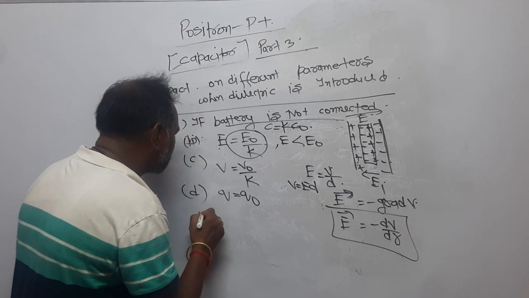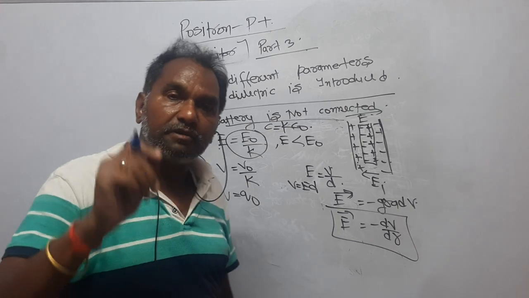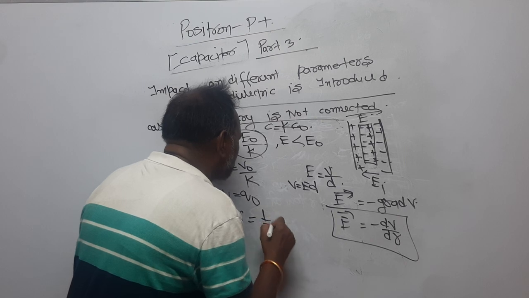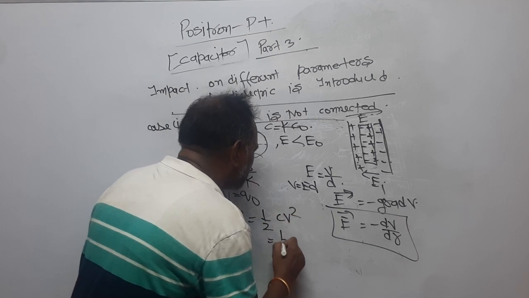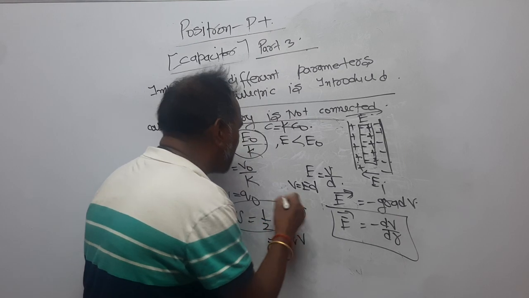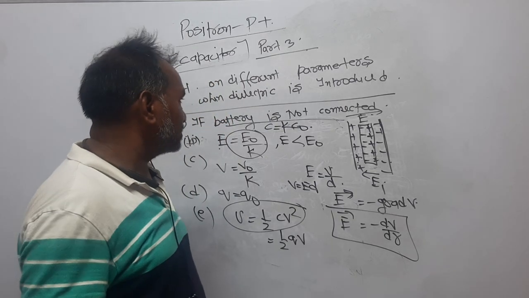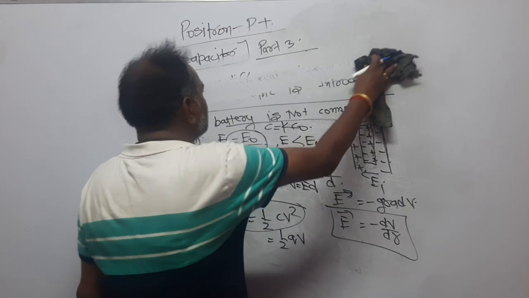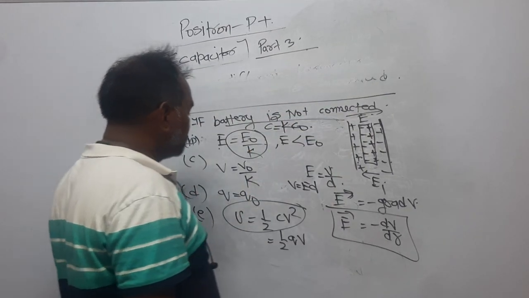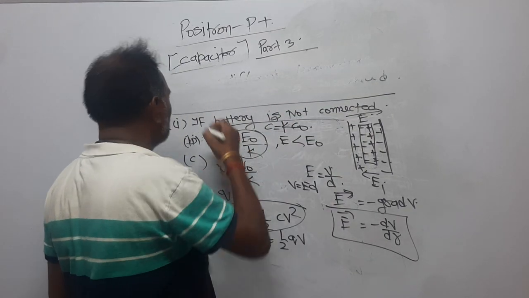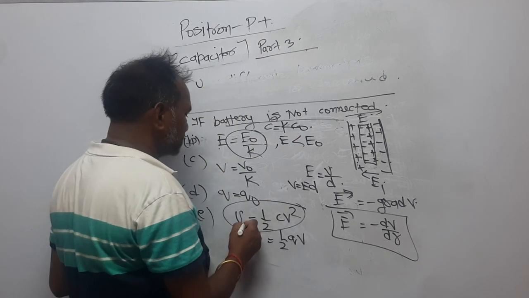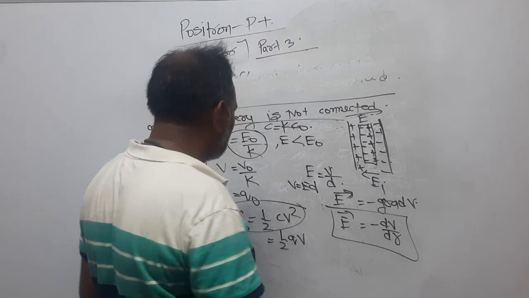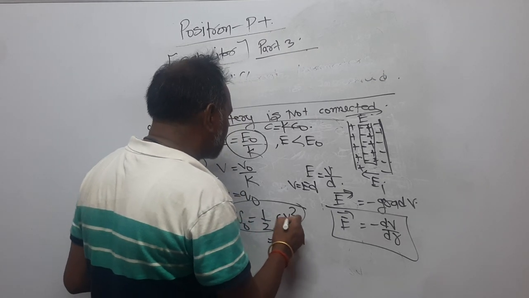And the last one that we have to discuss is the impact on the potential energy. U is equal to half CV square, or half Q into V. This formula I will derive in the next video. Now, dear student, look here. U is equal to half CV square. So this is U naught. In the presence of dielectric, it is C naught, V naught.